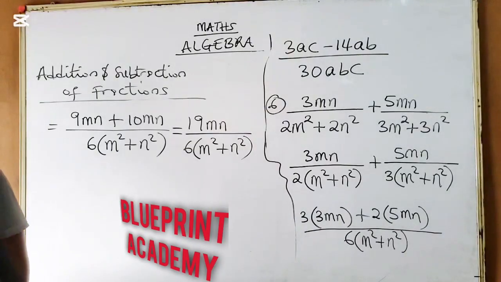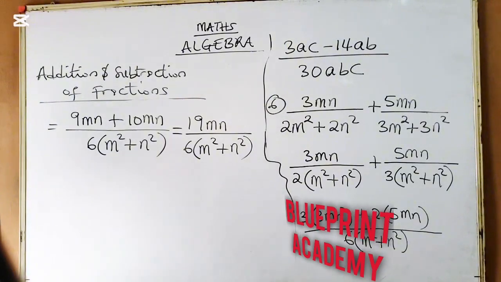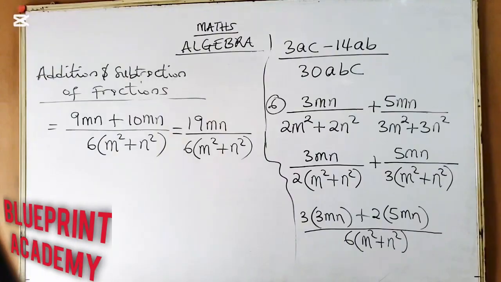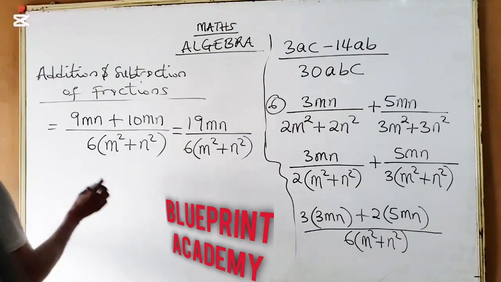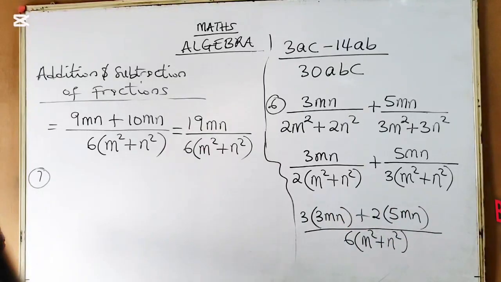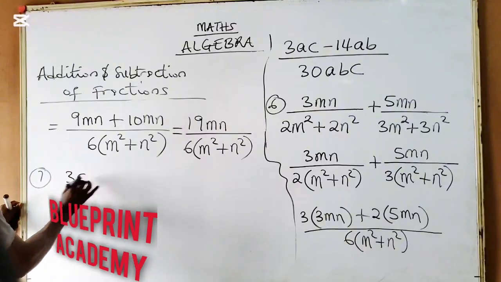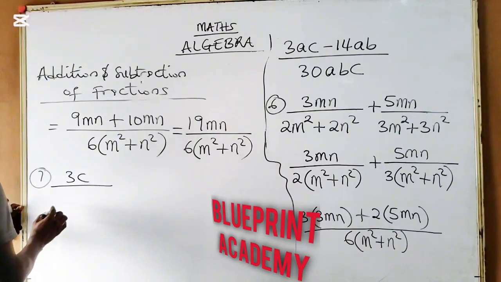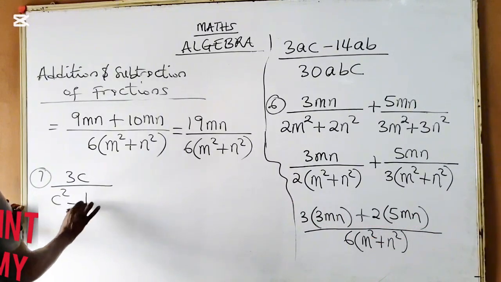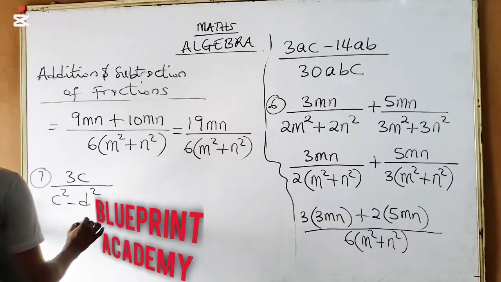Now let's take one more example on this addition and subtraction. Then we'll go to substitution in fractions. Let's take a look at one more example on this one, so that you get a better understanding. So we have 3c all over c squared minus d squared. Let's see how we can simplify this.